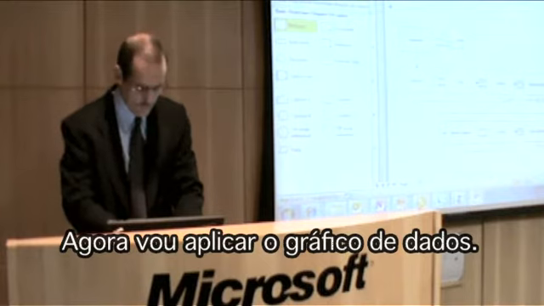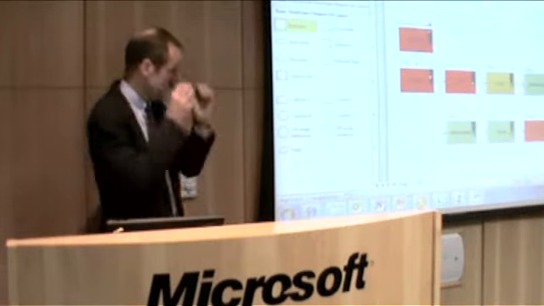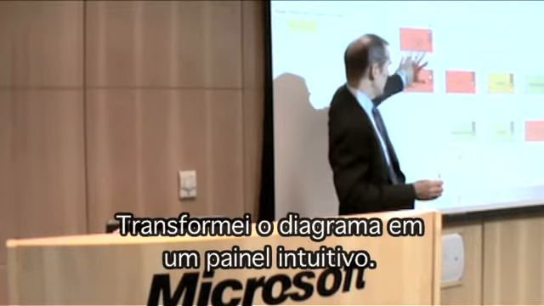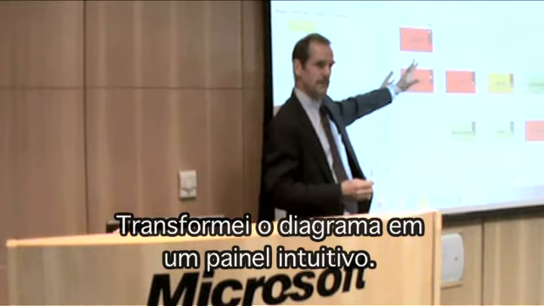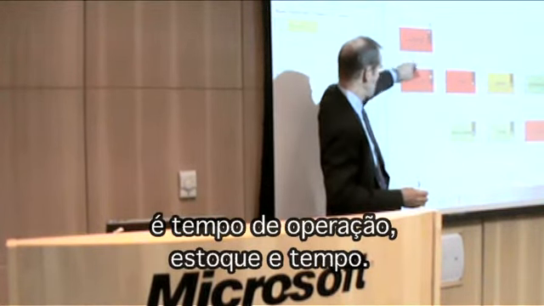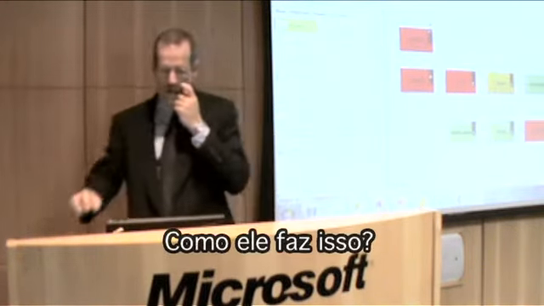And now I'm going to apply what we call a data graphic. Now, what I've done, and I'll show you how easy that is, I've turned that process diagram now into a very intuitive dashboard. Red, yellow, green has to do with uptime. This is inventory hours and cycle time. So how do you actually do that?